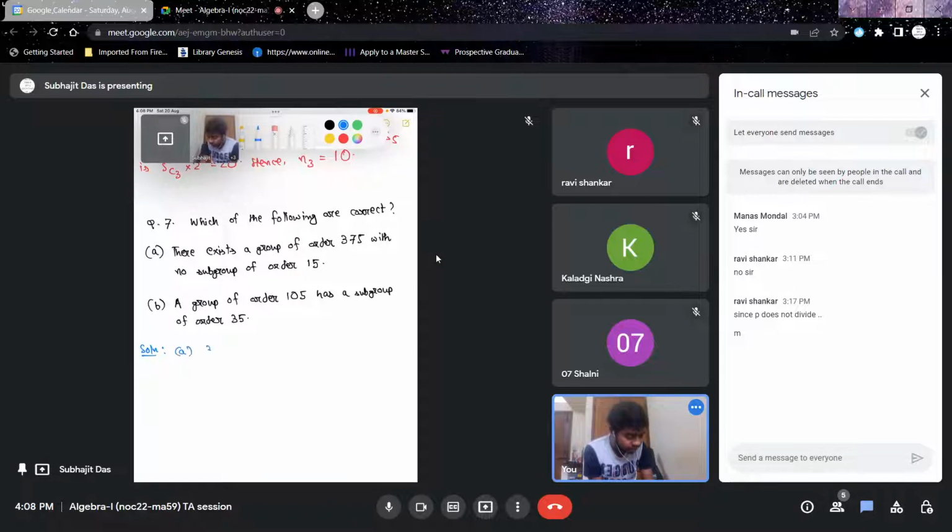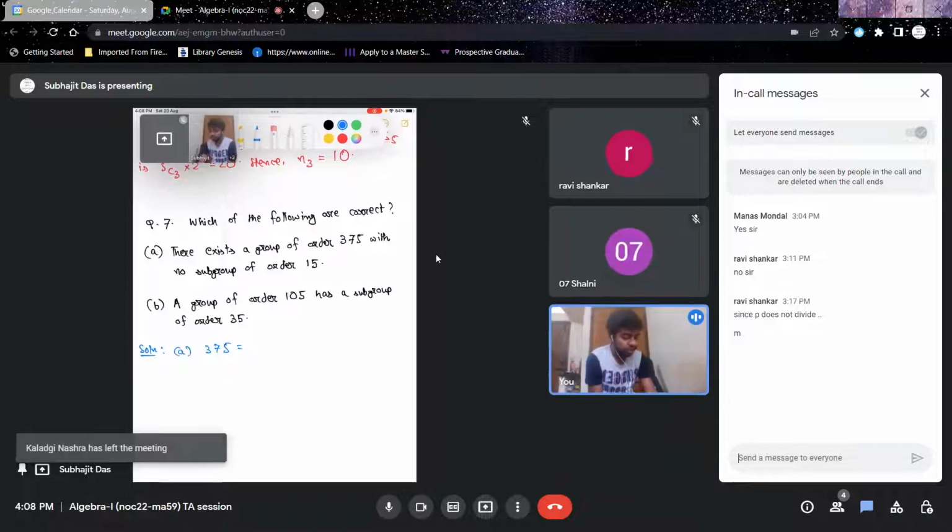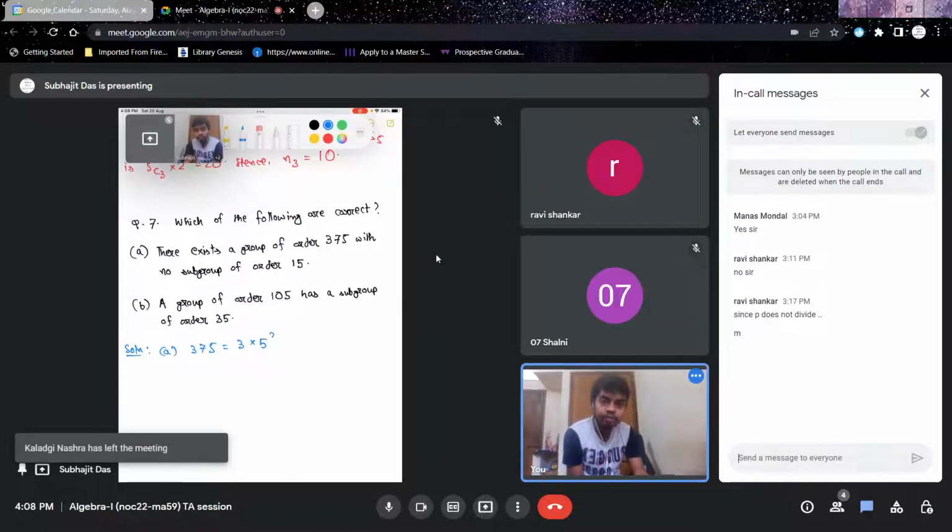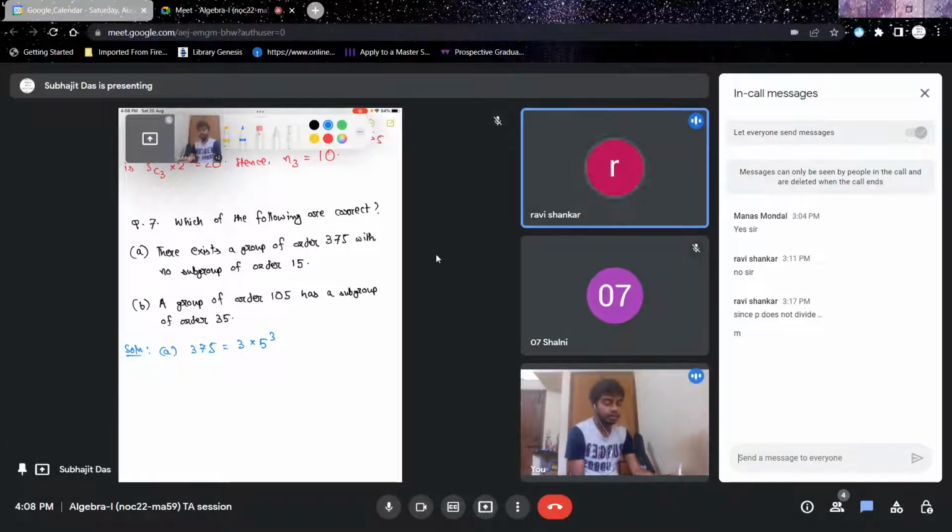So just write 375 as, can someone factorize this for me? Maybe 5 7s are 35, 75, 3 into 5 cube, right? If I am not very wrong. Yes, sir. Correct, sir. This is 3 into 5 cube.